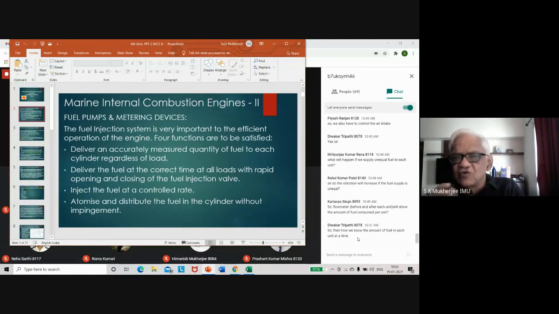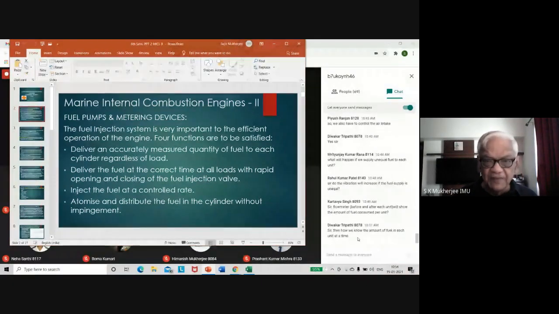Next question is Rahul Kumar. Sir, will the vibration increase if the fuel supply is unequal? Yes, to some extent it will increase, but it will not be so visible if the differences are small. One way to identify the decrease or increase is to feel the injection pipes. That means the pipe from the fuel pump to the injector. There will be a definite intensity of the pulse.